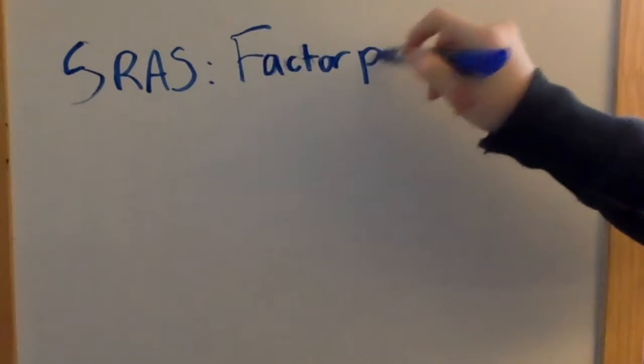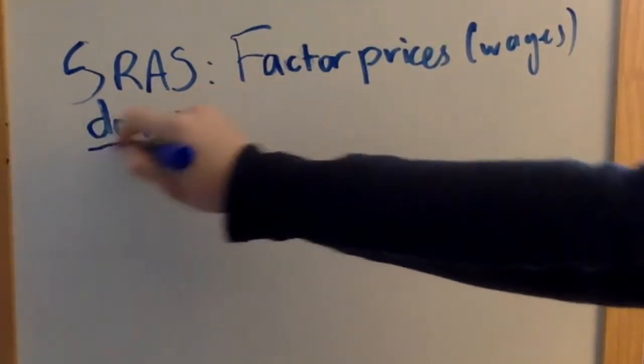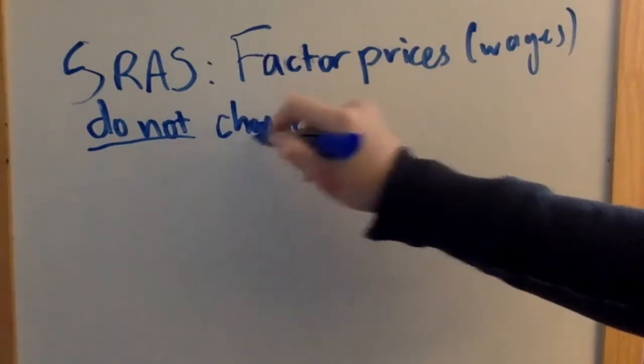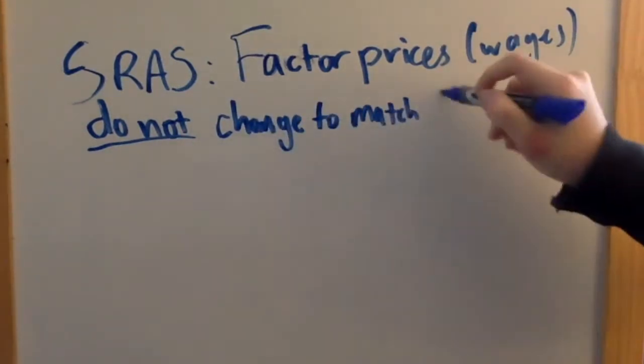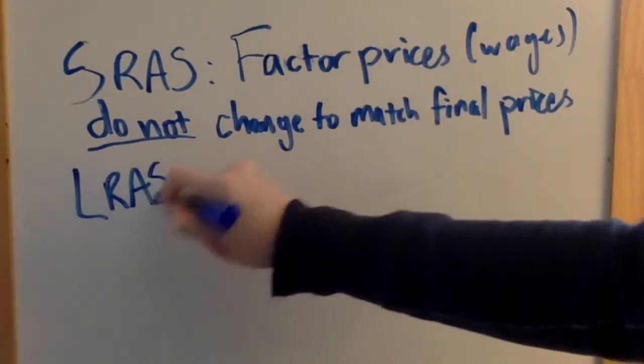The main difference between short-run aggregate supply and long-run aggregate supply is the adjustment of factor prices, the costs of the factors of production, such as wages. For the short-run curve, factor prices do not adjust to the final prices, while they do in the long-run curve.